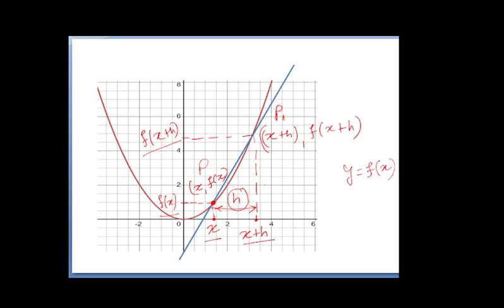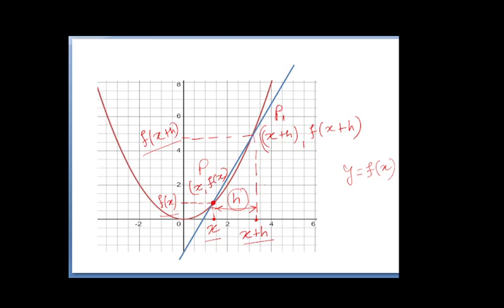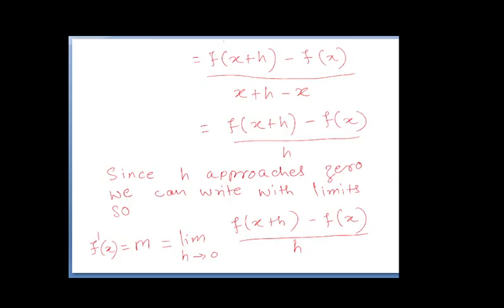Now, as per our equation, slope is equal to y2 minus y1 over x2 minus x1. This is our slope formula. We use this formula to calculate the slope between these 2 points. So we get f(x plus h) minus f(x) over x plus h minus x. This is basically y2 minus y1 over x2 minus x1, and this is nothing but the slope.